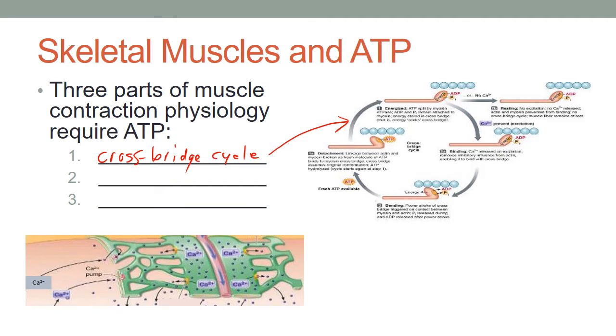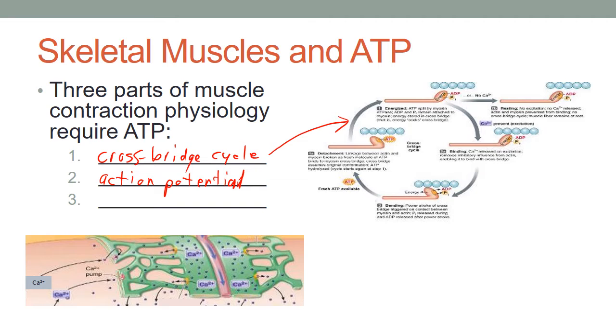In order to get to a cross bridge cycle, though, we have to have that thing called a muscle action potential. And I don't have a picture of that on this page, but the action potential is electrical energy traveling down the muscle cell. And so that electrical energy has to have a power source. And again, that power source is going to be ATP.